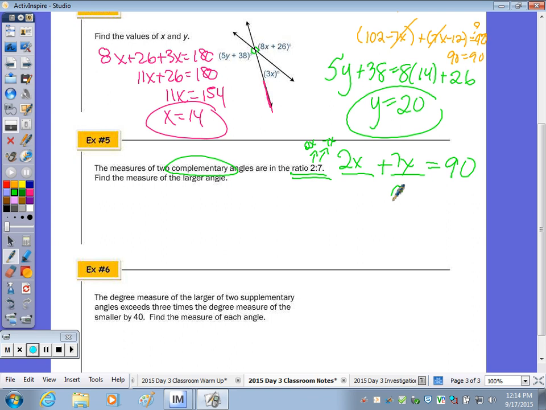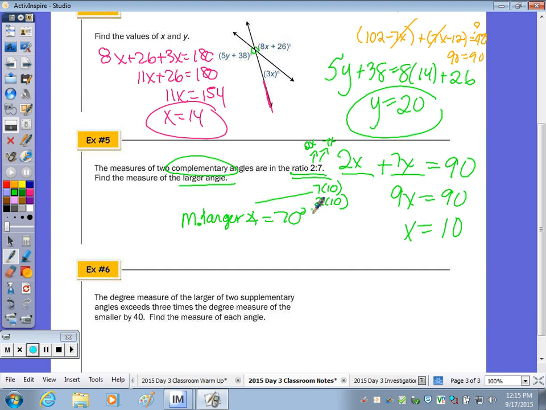So 9x is equal to 90. x is equal to 10. I think you corrected yourself. What's the measure of the larger angle? 70 degrees. So 7 times 10 and then 2 times 10, the measure of the larger angle is 70 degrees.